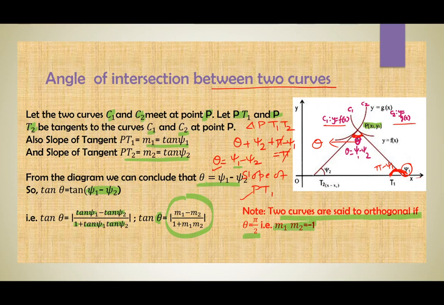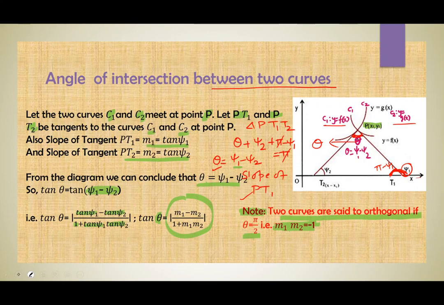Now this is again easy. Two curves are said to be orthogonal, which means perpendicular, if the angle between them is pi by 2. But as you can see, m1 into m2 has to be minus 1, because if these two tangents are perpendicular, then and only then the two curves will be perpendicular. So simple, but remember this is an important result.